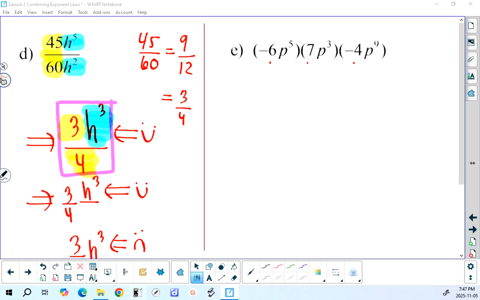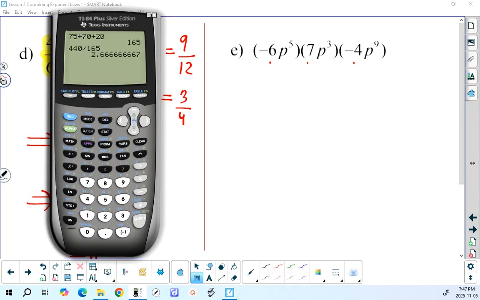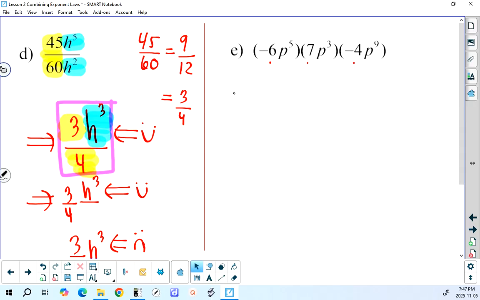And even myself, if I were making a key for an exam for my students, I would still use a calculator to double check things. So -6 times 7 times -4 is 168. And it's positive because a negative times a negative is positive, so you get 168.